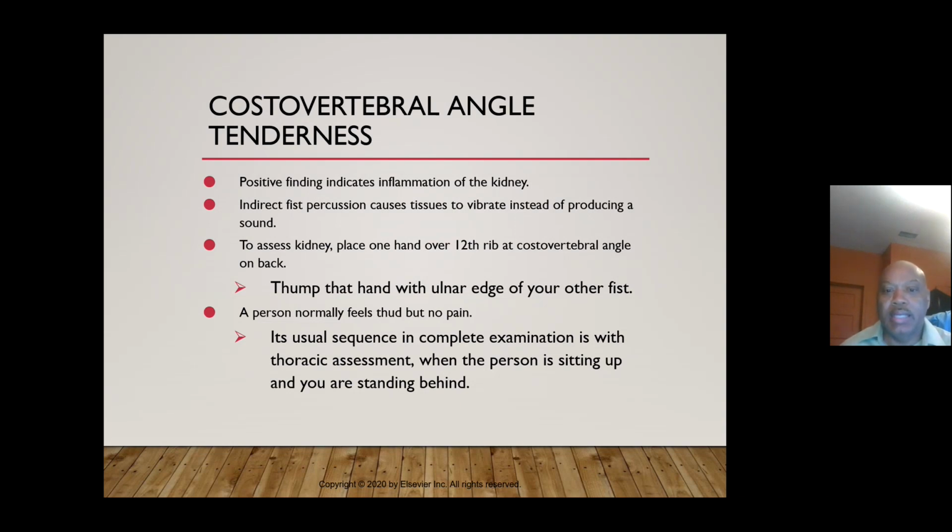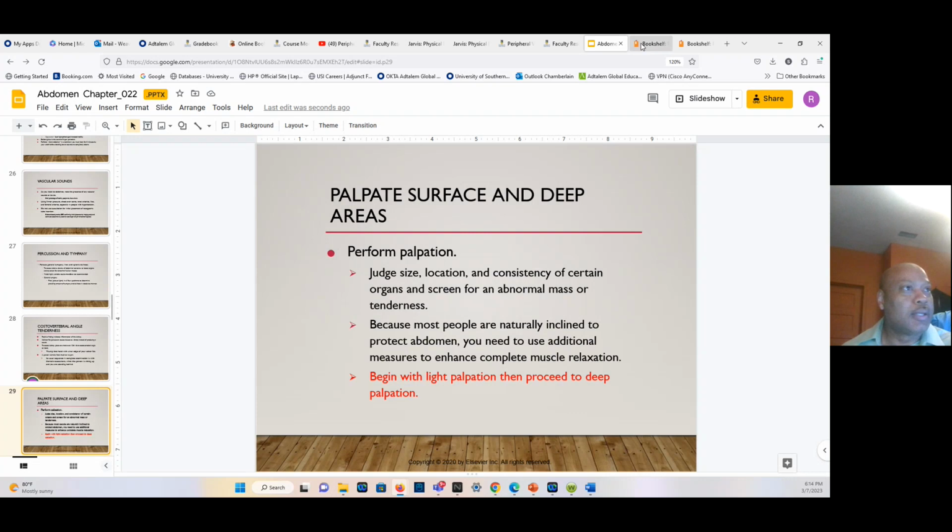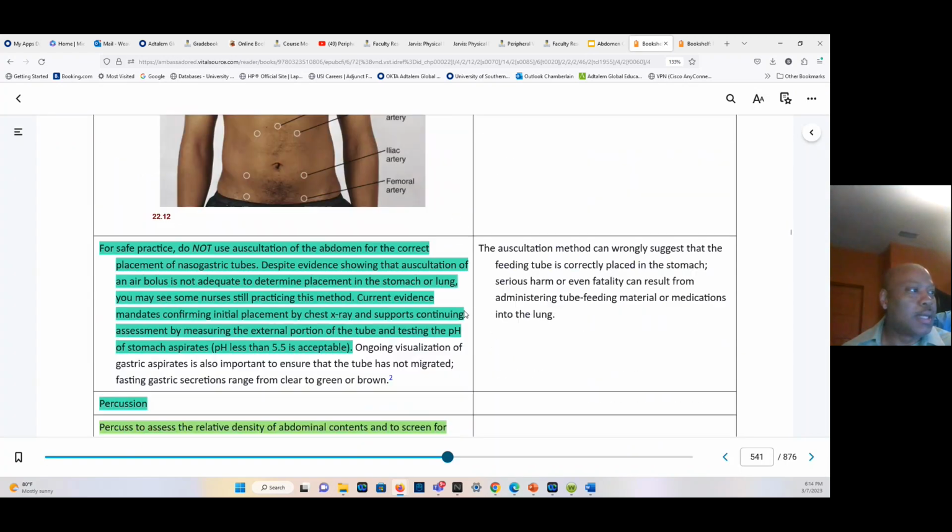All right. There's an indirect fist percussion that causes the tissues to vibrate instead of producing a sound. There's more of a vibration. And to assess the kidney, we place one hand over the 12th rib at the costovertebral angle on the back. Let me just show you real quickly what that will look like.